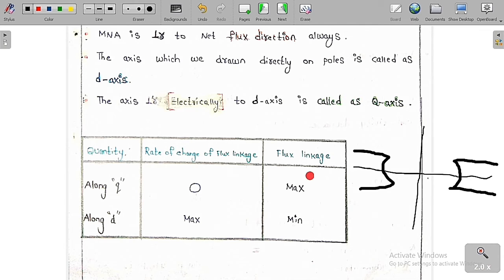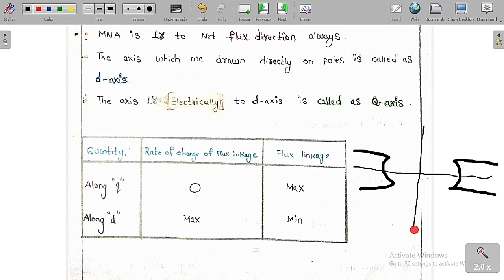Now we are going to see this table, which is very important. This is the quantity, this is the flux linkage, and this is the rate of change of flux linkage. See, along the q-axis, if any coil is along this q-axis, the overall area is maximum, so the flux can pass through this maximum area. So the flux linkage is maximum, but the rate of change is 0. If you keep any brushes across this q-axis, then the rate of change of flux linkage at this instant is 0, so no EMF is induced.